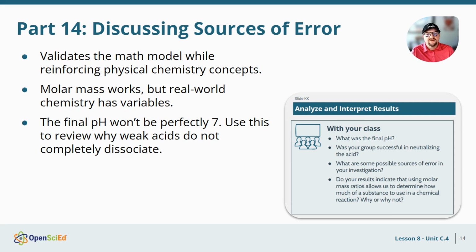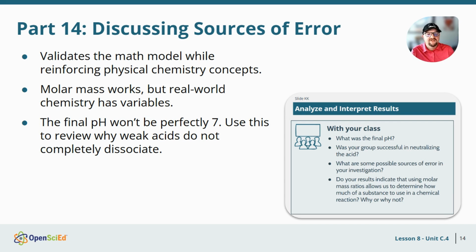What I watch for in student thinking is a tendency to panic. Students often think that if their beaker isn't a perfect 7.0, they did the math wrong, or the mole is a lie. Rather than just giving them the answer, I take this opportunity to step back and encourage them to puzzle through these unexpected results using the ideas they built back in lessons 6 and 7.